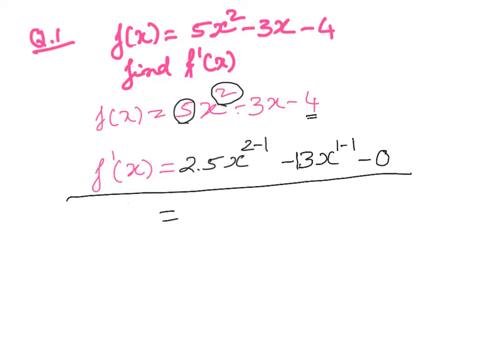I will not differentiate again. My differentiation is over, my first derivative is over. And now it's simplification. It's 2 times 5, it is 10. And x, 2 minus 1 is 1, which I don't write. And it is 1 times 3, which is 3. And x to the power of 0 is 1. Therefore, I write 3 times 1. And negative 0, of course, I can ignore that one. Therefore, my final answer is 10x minus 3.